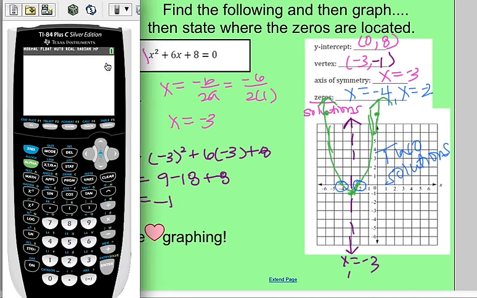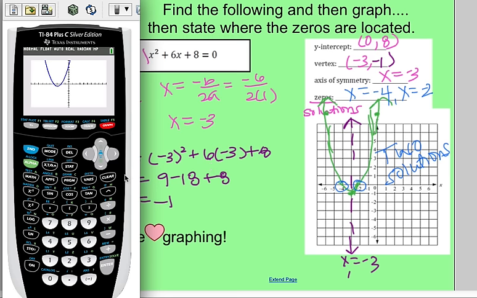On your calculator, what we're going to do is graph the function. The way you graph the function is you go to your y equals, and we're going to plug in x squared plus 6x plus 8. Once you have it all typed in, you're going to hit graph, and the graph will show up. You should then be able to compare. Is this graph the same looking as this? Roughly, they look the same.